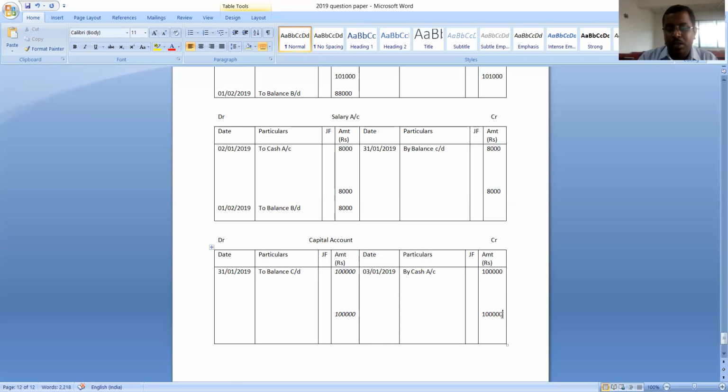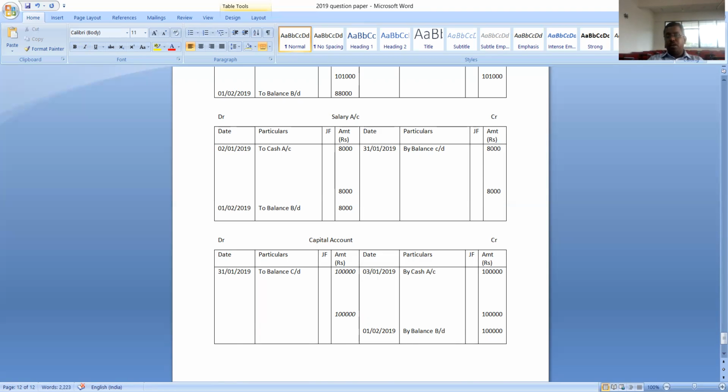Now we should write the same balancing figure on the opposite side of the account below the total. Below the total, how much is it? It is rupees 1 lakh. Now which balance is it? It is the opening balance. So we should write the next date. What is the next date after 31st January 2019? It is 1st February 2019. In the particulars column, what should we write now? It is the credit side, no? So we should write "by balance brought down."